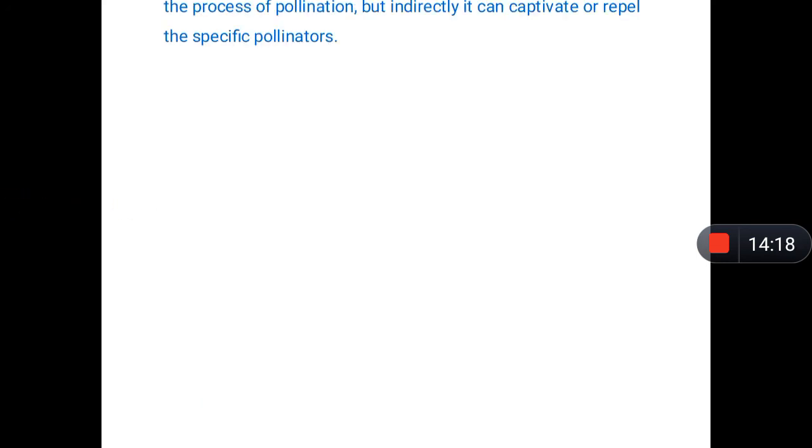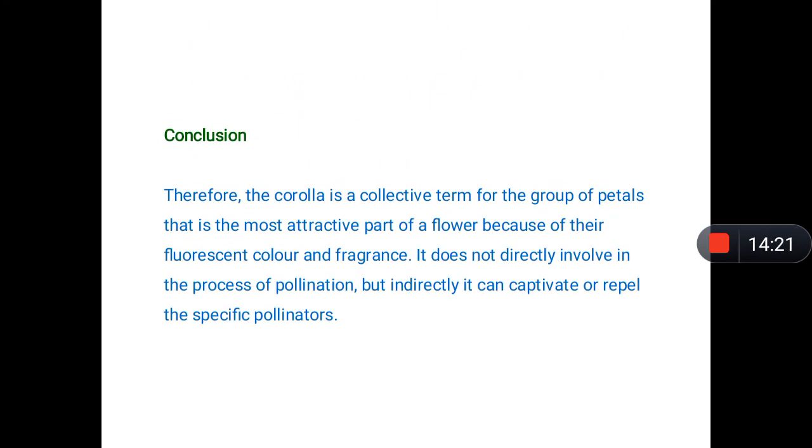We have studied various types of corolla in flowers, and we have gone through the modifications or types of corolla. There are 2 types of corolla basically. If the petals are fused, then it is gamopetalous. If they are free, then polypetalous. In polypetalous also, there are regular forms and irregular forms. Then in gamopetalous also, regular and irregular forms. Therefore, the corolla is a collective term for the group of petals.